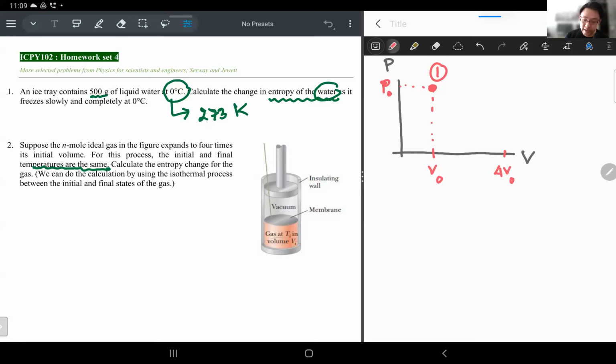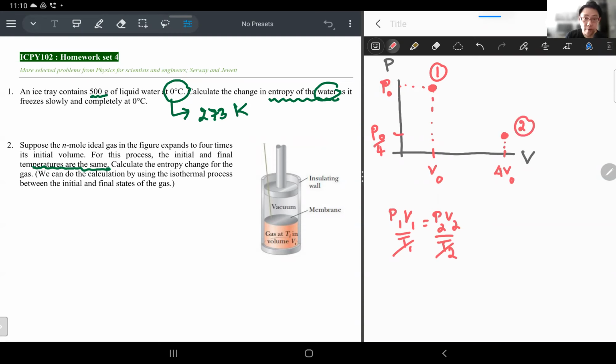But because everything is under constant temperature, P1 V1 over T1 equals P2 V2 over T2. Because temperature is already constant, they cancel out. The product between P and V must be fixed. So if you have volume 4 times as big, the pressure must be 4 times smaller. So it's going to be somewhere here, P0 over 4. You guys with me? That is point number 2.